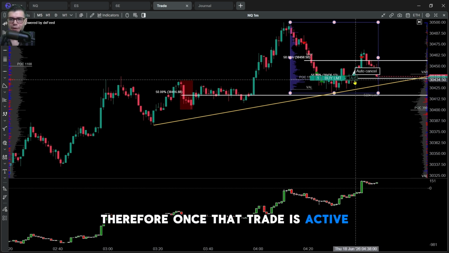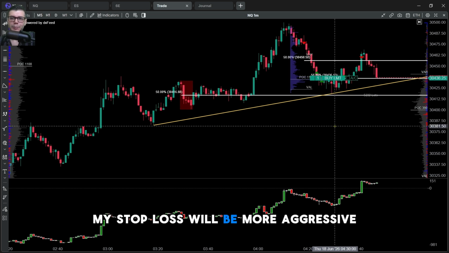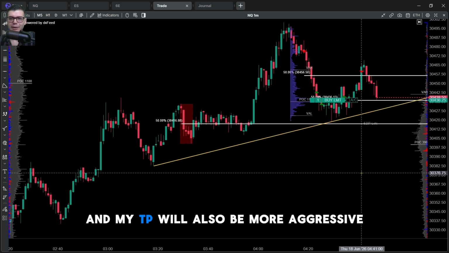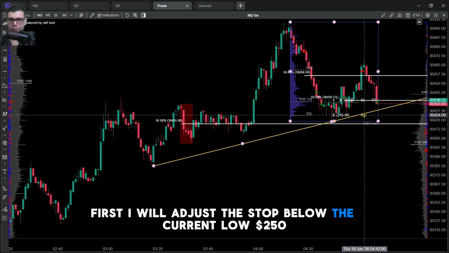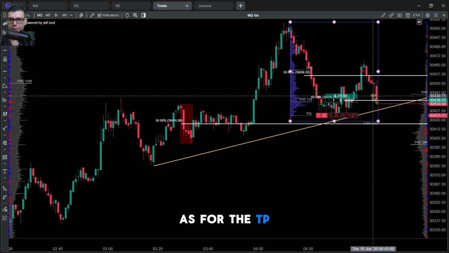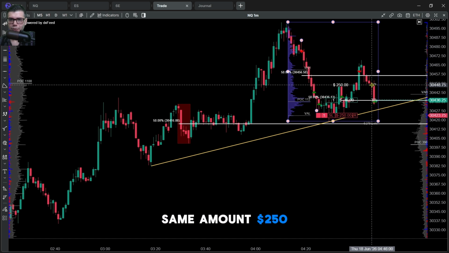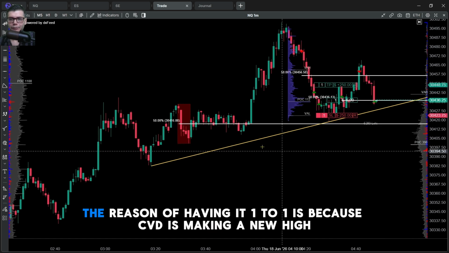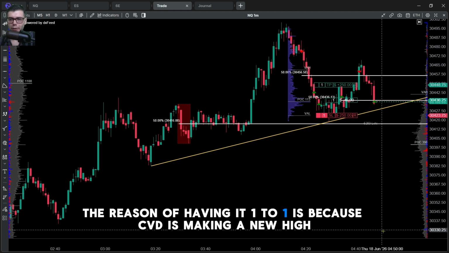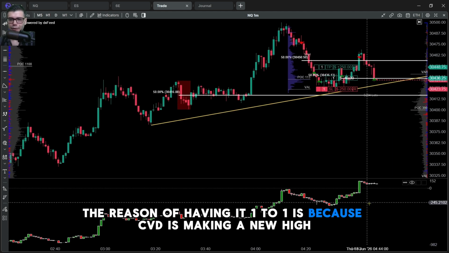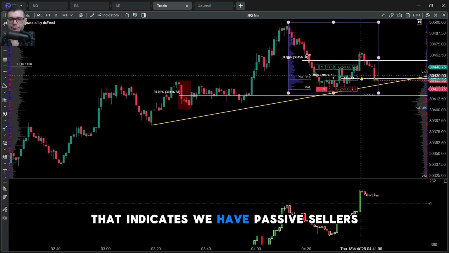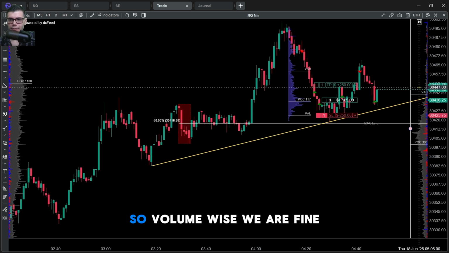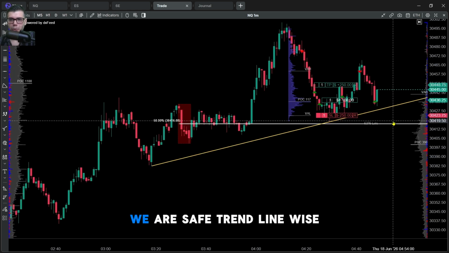Therefore, once that trade is active, my stop loss will be more aggressive and my TP will also be more aggressive. First, I will adjust the stop below the current low, $250. As for the TP, same amount, $250, 1-to-1. The reason for having it 1-to-1 is because CVD is making a new high. That indicates we have passive sellers. So volume wise, we are fine, we are safe.